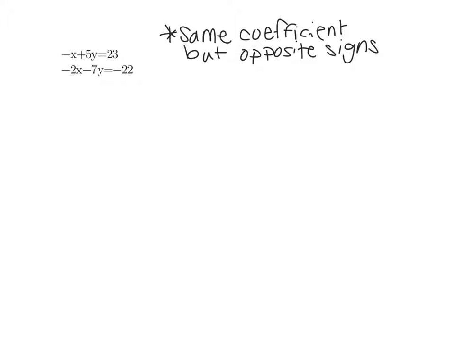So to use elimination, I'm going to choose to multiply this first equation right here by a negative 2. So this is what it would look like. I would take and multiply this entire equation here by a negative 2. Now, why did I choose negative 2? I chose negative 2 because when I do my multiplication, and remember this needs to go to each number in that equation, this gives me a positive 2x, a negative 10y, and it equals a negative 46.